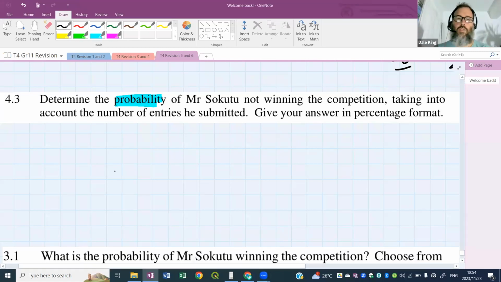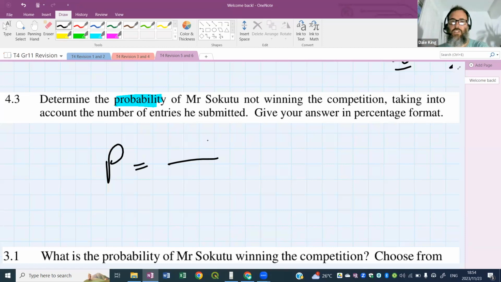Determine the probability. You see, they inject this kind of question all over the place, again with a probability question. So for the probability, we need a fraction. We need the total possible at the bottom and the query at the top. So let's read it. Determine the probability of Mr. Sokutu not winning the competition, taking into account the number of entries he submitted. Give your answer in percentage. What's the probability that he didn't win the competition? We know he won, but before the competition you would have tried to work this out: what's the chance of me not winning?